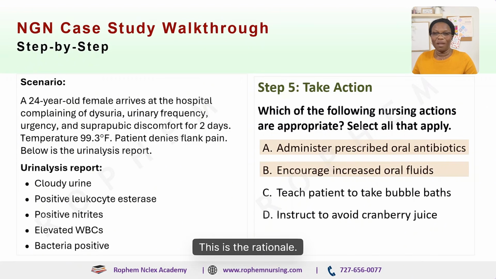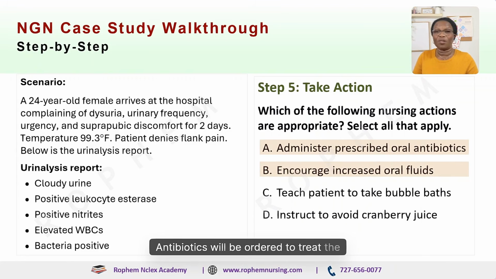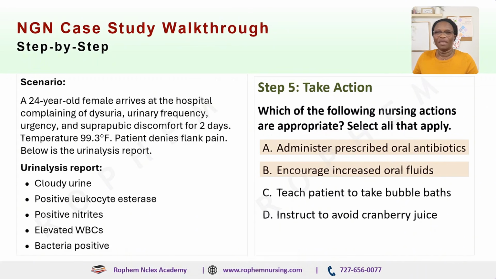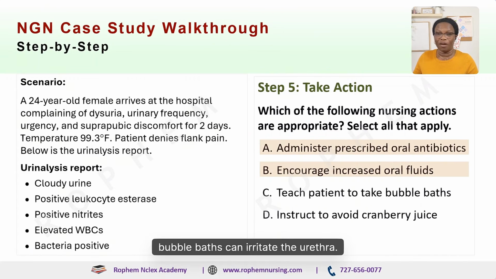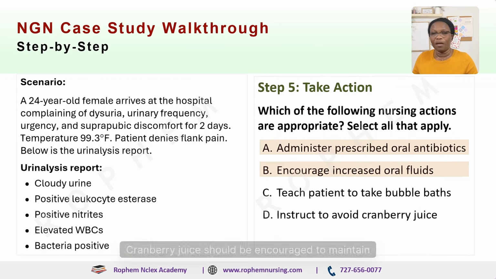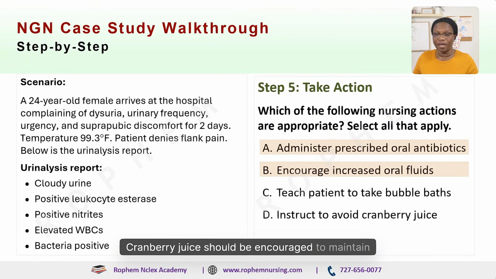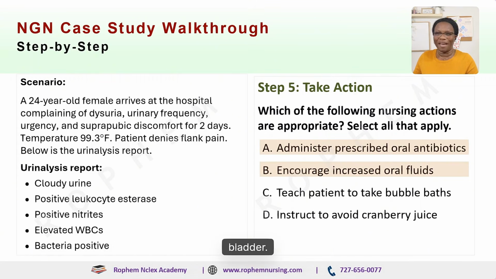This is the rationale. Antibiotics will be ordered to treat the infection. Increasing oral fluid intake will help to flush out the bacteria from the bladder and prevent recurrence of cystitis. Bubble baths can irritate the urethra, so that should not be encouraged. Answer choice C is not correct. Look at answer choice D. The nurse should not instruct the patient to avoid cranberry juice. Cranberry juice should be encouraged to maintain acidic urine, which will prevent bacterial growth in the bladder.